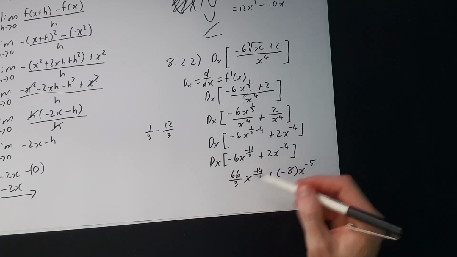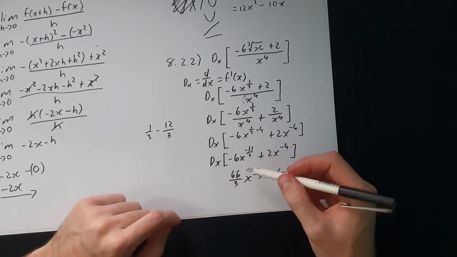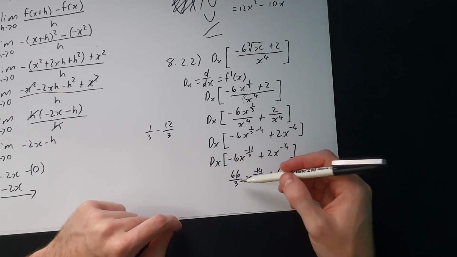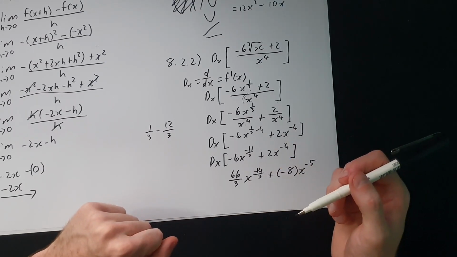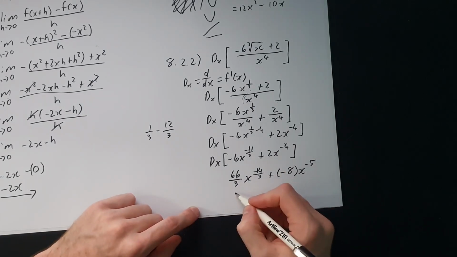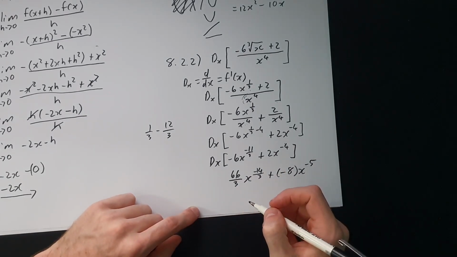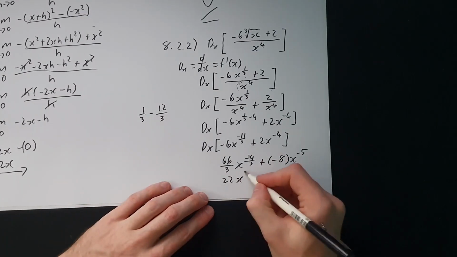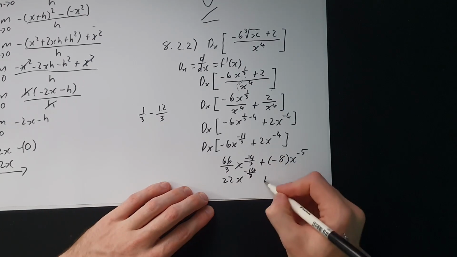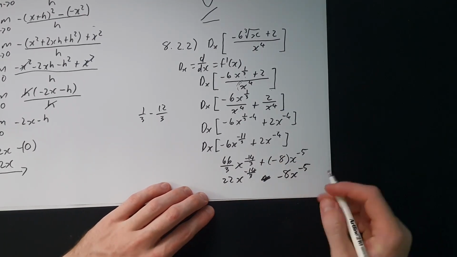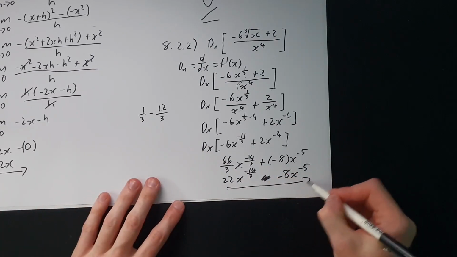Then you can simplify all of that. 66 divided by 3 is going to give you 22, so 22 x to the negative 14 over 3 plus minus 8 x to the negative 5. And that's how we go about doing this question.